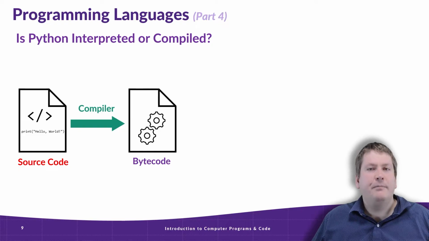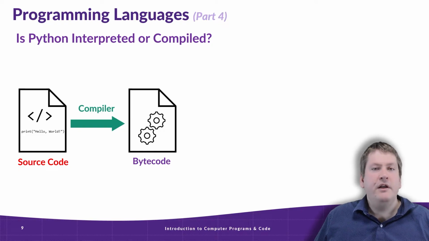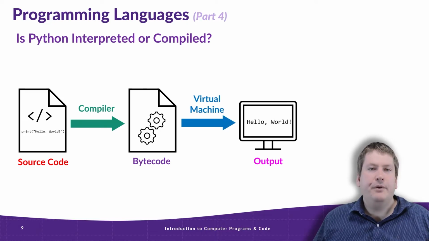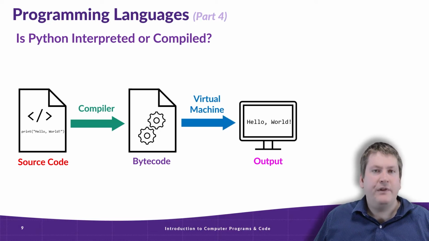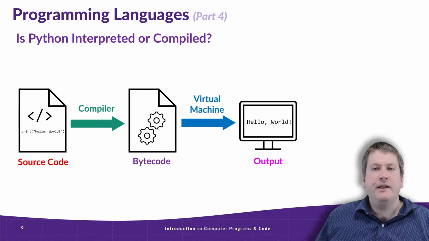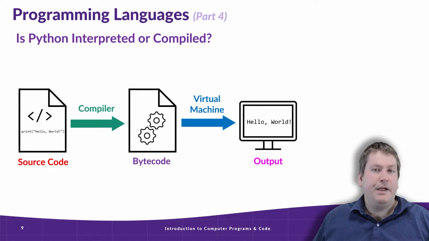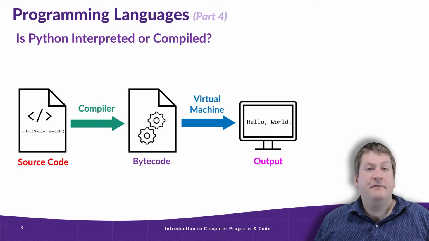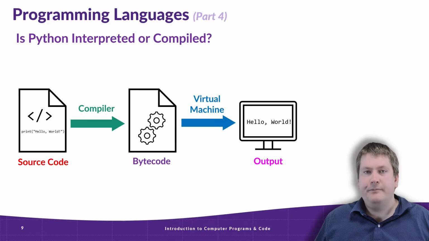CPython first compiles the Python source code into bytecode, which is an intermediate form. And then that bytecode is interpreted by the Python virtual machine. From the user's perspective, this might look like it's being interpreted as the bytecode is immediately executed. However, it still retains many of the advantages of compiled programs.